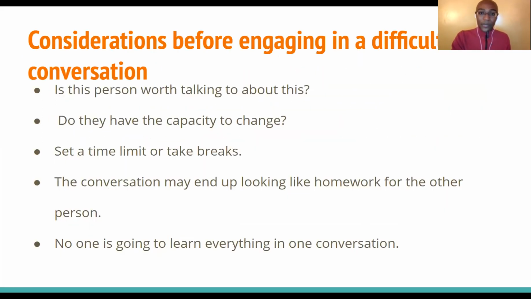Again, moving very quickly through the slides. This is a slide for people of color engaging in a difficult conversation. And I'm just going to read this out. Before you decide to engage in a difficult conversation, is this person worth talking to about this? Do they have the capacity to change? Set a time limit for yourself and take breaks. The conversation may end up looking like homework for the other person, so remember that there might be some defensiveness that shows up there.